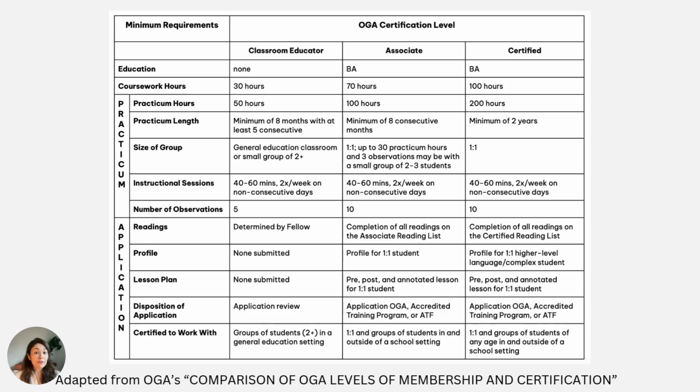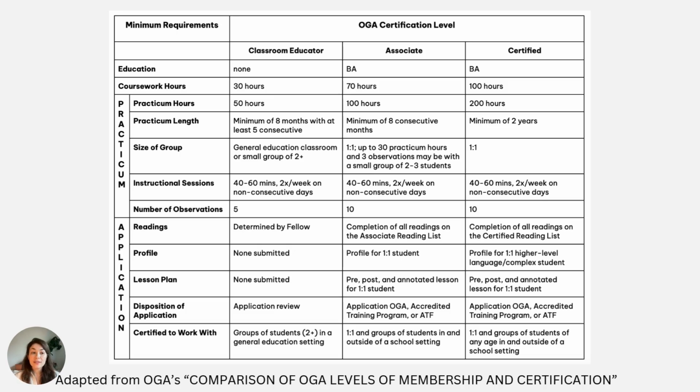At the associate level, you're definitely working with students one-on-one, or it could just be one student one-on-one. But there also is an allowance for, if you're working with a small group, you can do up to 30 of your practicum hours or lessons and up to 3 observations with a small group. And the small group can be 2 or 3 students. That's it in terms of group size, because it still needs to be very small so you can still do that diagnostic and prescriptive teaching.